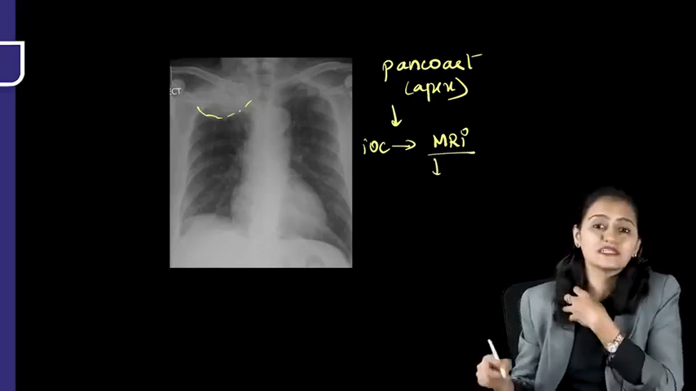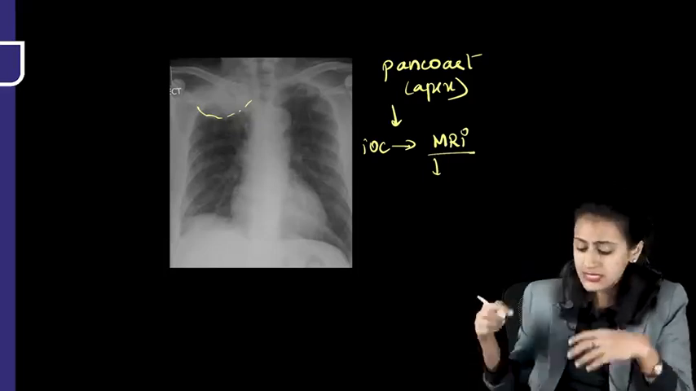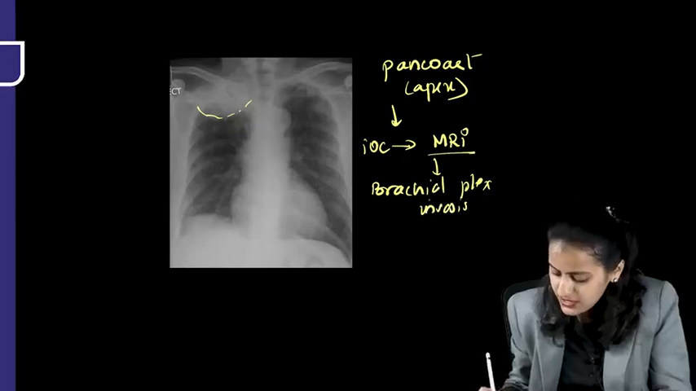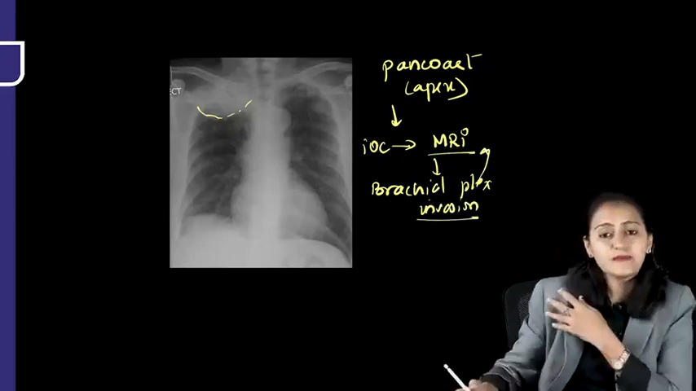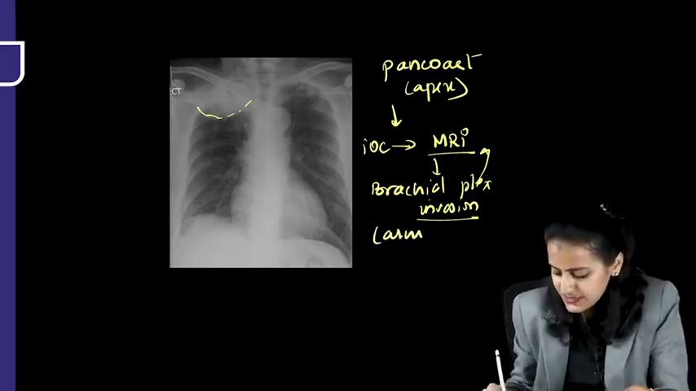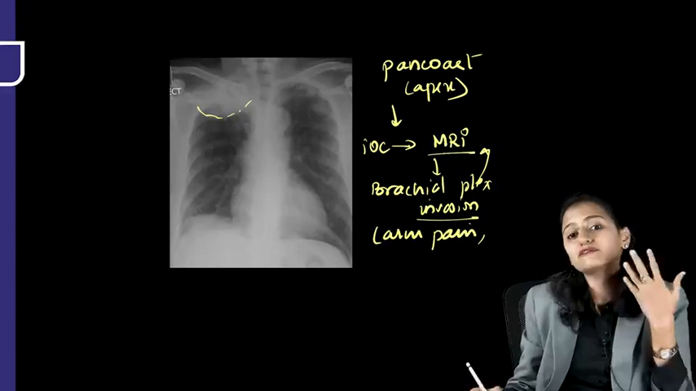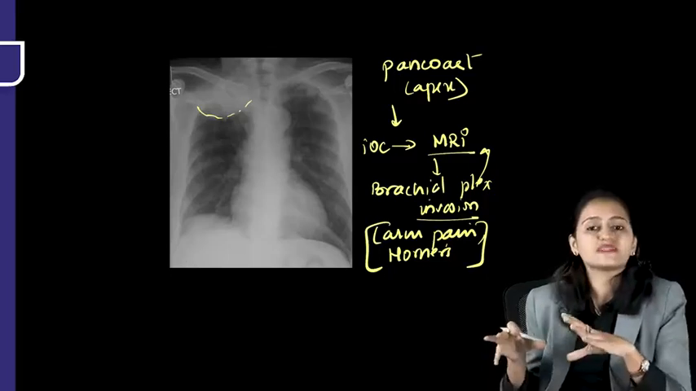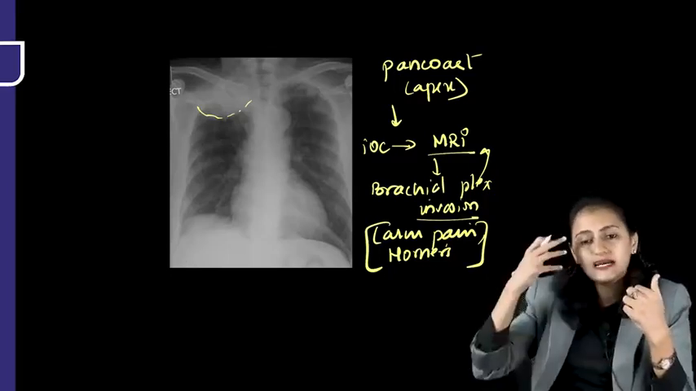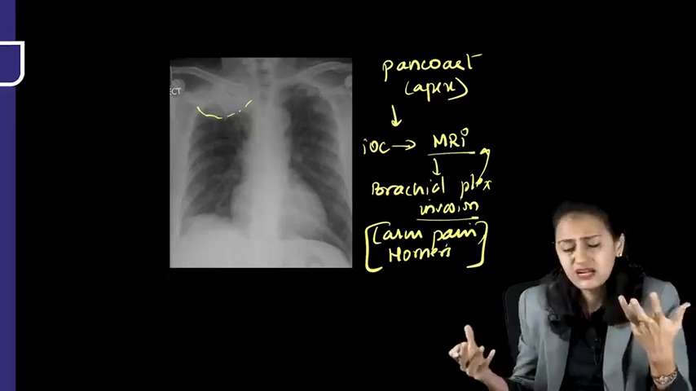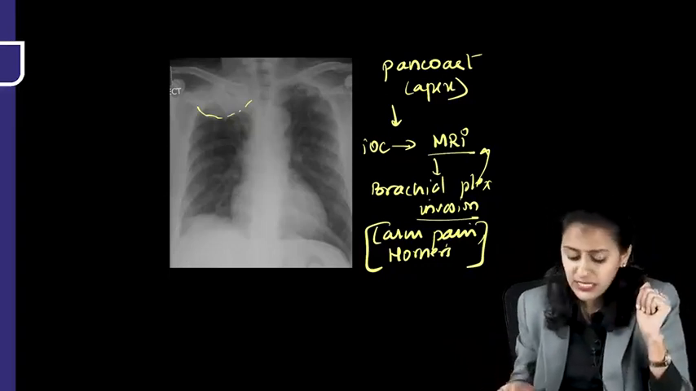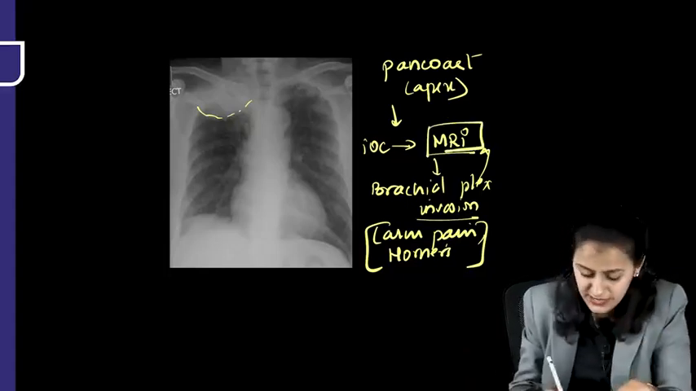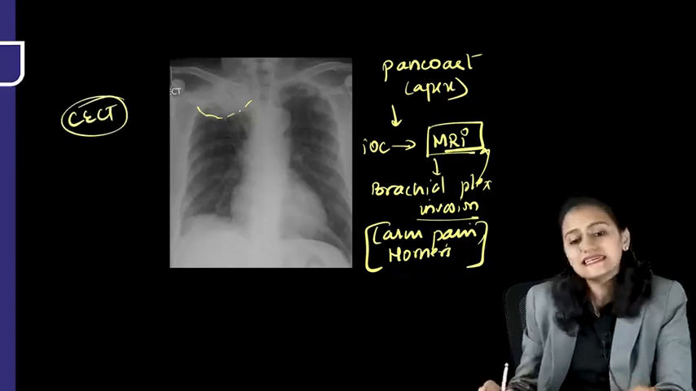Why? Because in the lung apex, you have the brachial plexus going, so we need to look for brachial plexus invasion. And for the nerves and soft tissue, it is the MRI. Because of brachial plexus invasion, the patient presents with arm pain. Because of involvement of the sympathetic trunk, there is a history of Horner's as well. So this is generally the history given along with Pancoast: arm pain, Horner's, features like ptosis. Remember, the investigation of choice is MRI. For the rest of the lung cancers, the investigation of choice is CT scan.